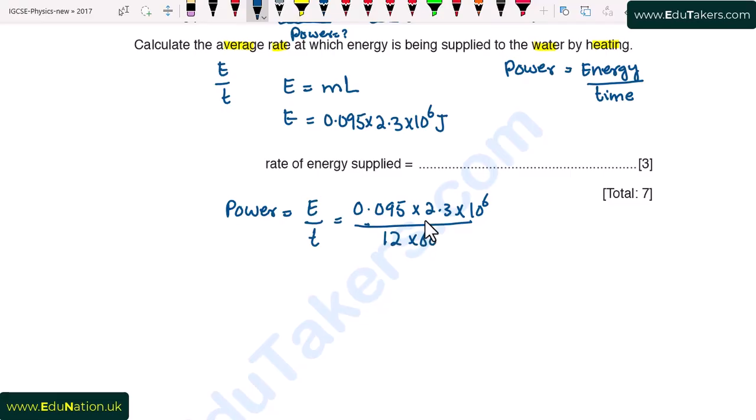So the value of power comes to be 300 watt. The unit of power is watt. So the rate of energy supplied will be equal to 300 watt.